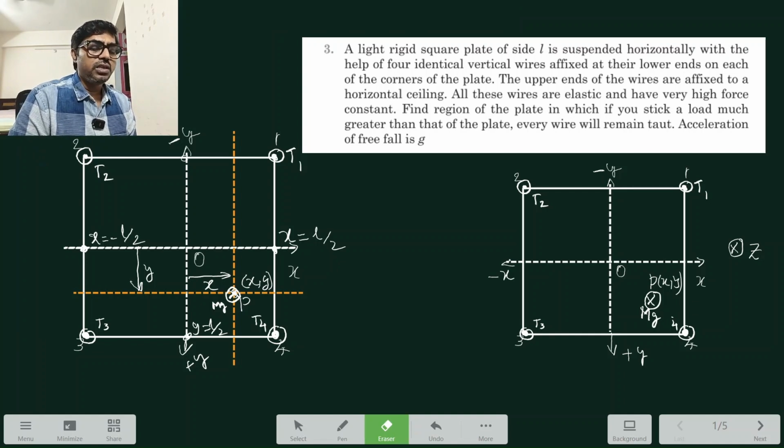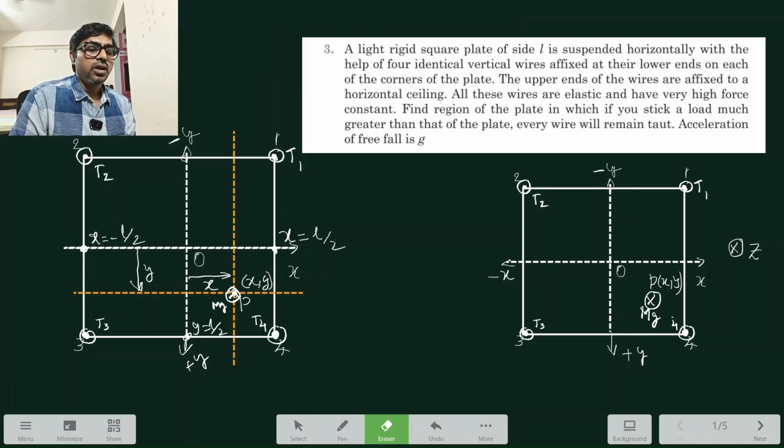Now where should I keep the point so that none of the strings would slacken? That's a question here. So the possibility is that you may have only one point like that. That point would be at the center. If you place the mass at the center, by circular symmetry, all the strings would elongate by the same amount, so there won't be any slackening. Or if required, you might have lines. If you have one line in one quadrant, you have equivalent type of lines in all the quadrants. You will have 4 lines possible, or otherwise you may have entire square plate. Anywhere you can keep it in such a way that no string would get slackened.